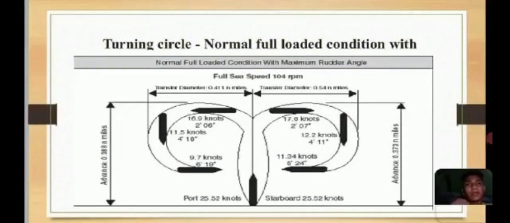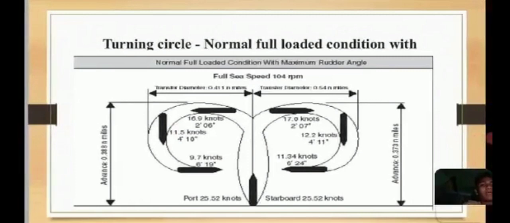So, turning circle, normal full loaded condition with maximum rudder angle. The full sea speed is 104 RPM. The starting speed of this ship is 25.52 knots for the port side and 25.52 knots for the starboard. So they have the same speed, but when the turning circle starts, the port side speed will be 16.9, 11.5 knots, then 9.7 knots.